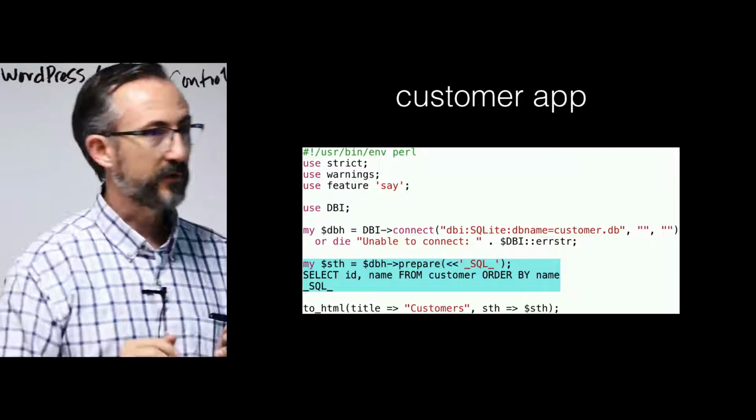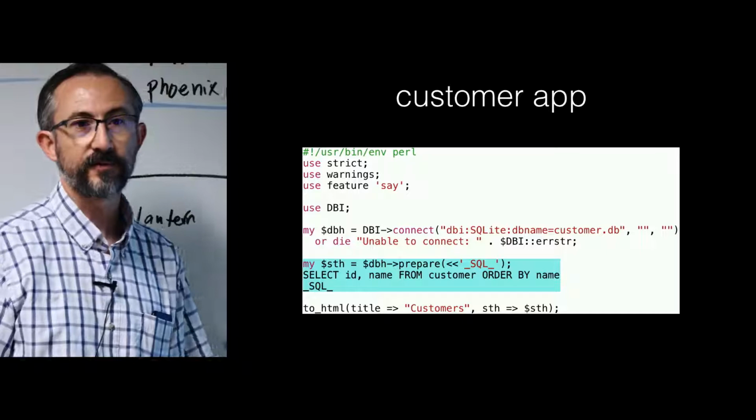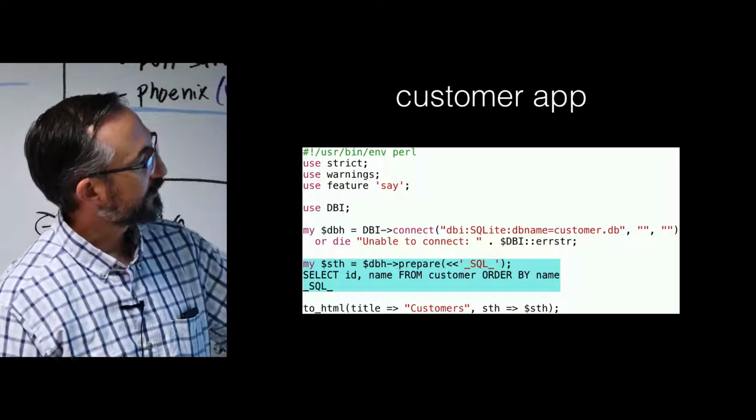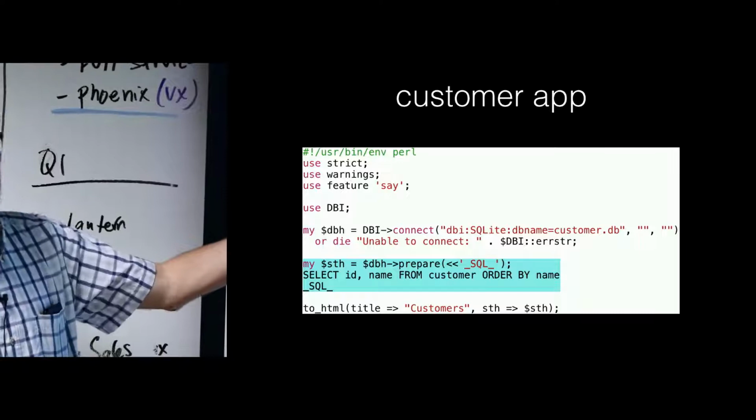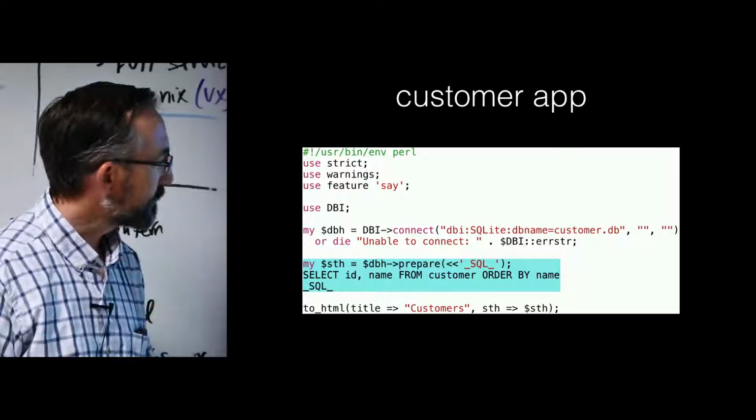this here, DBI, is Perl's database abstraction module. It allows us to do things like this to connect to a variety of different kinds of databases: flat files, Oracle, MySQL, Postgres. In this case, we're using the SQLite driver. We give it the name of the database, customer.db. If we're unable to connect, we're going to fail with a die message.